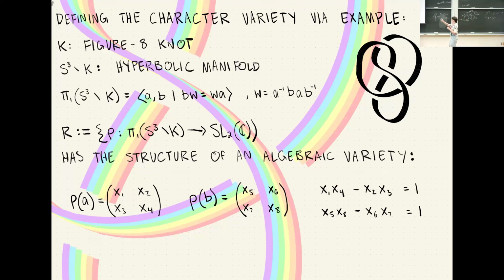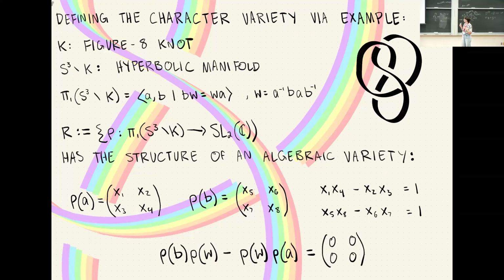Any representation is going to be determined by what happens to the generators of my group, so what happens to rho of A and rho of B. That's going to give me 8 variables to work with. And because I have to end up in SL2C, I know that I have to satisfy these determinant conditions, so these variables have some polynomial conditions. And then I also have to maintain the relation that determines my fundamental group. So if I send that through a representation and look at the difference of those two elements that are equal in the group, I had better get the 0 matrix.